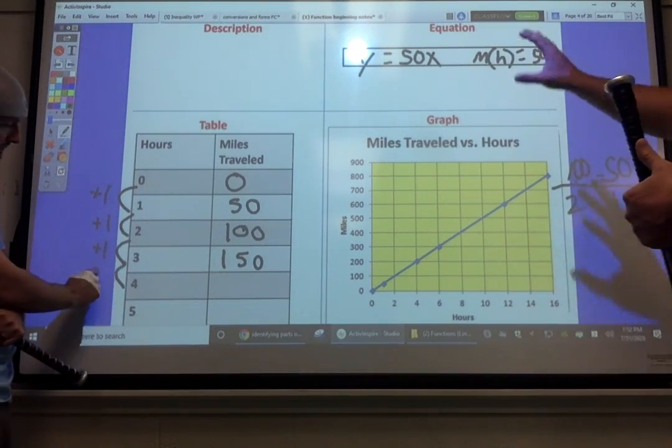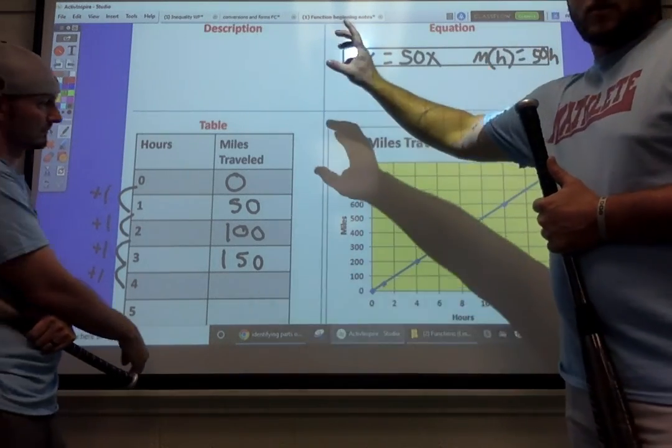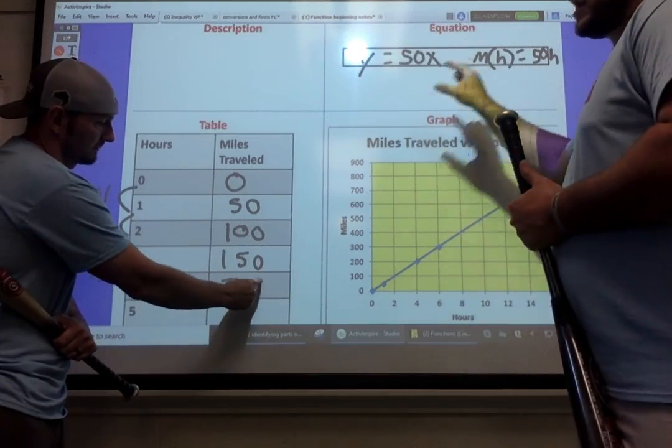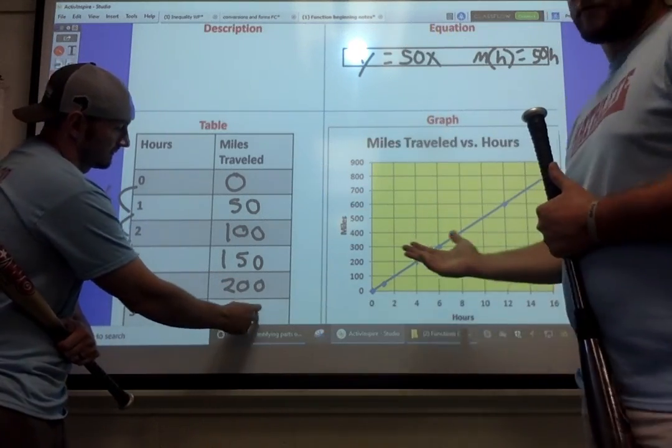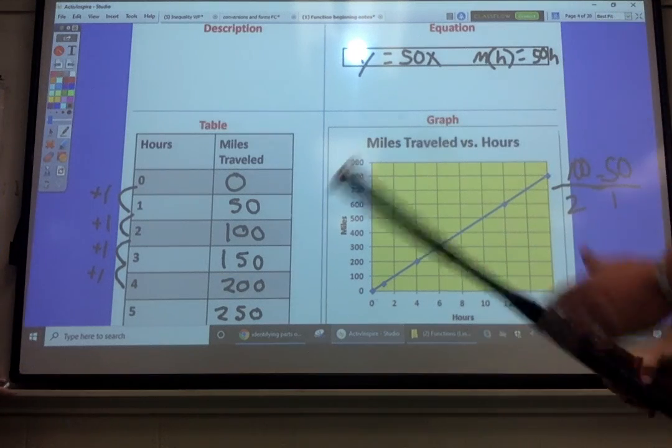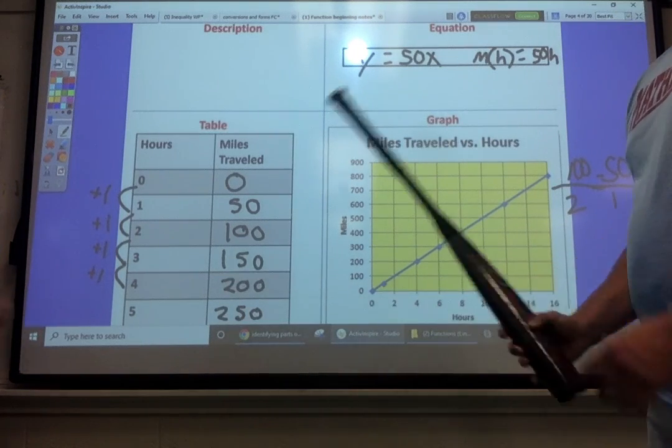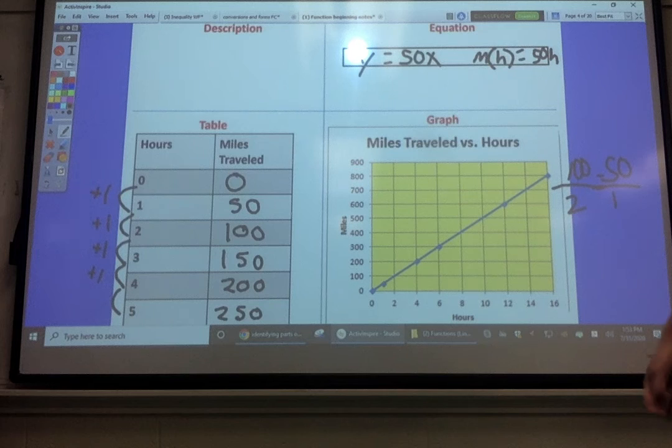Right? We want you guys to see that all of these are connected. We have to be able to kind of jump from equation to the table, from the table to the graph. It's all connected. And we can see it just continues to go up 50. Our miles are going up by 50 as our hours are increasing by 1. Right?